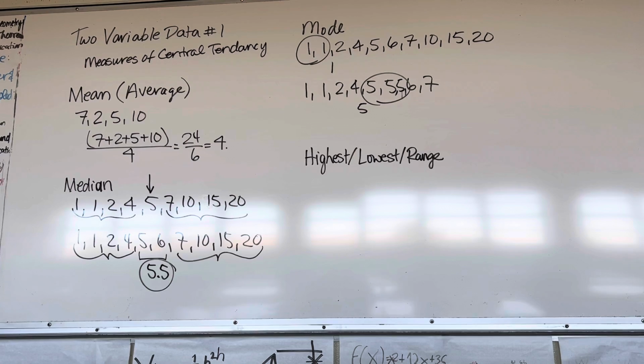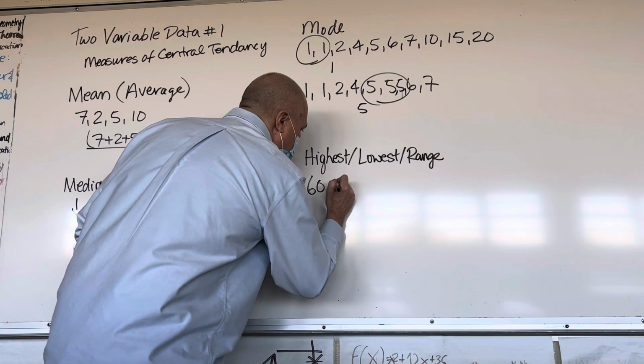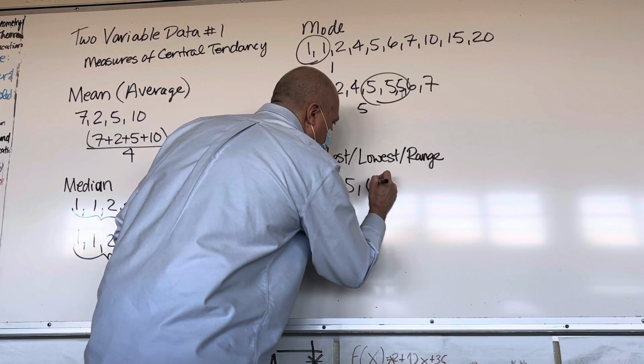All right, lowest, highest, range. Okay, read that data set, please. 60, 65, 65, 78, 60, 79, 62.